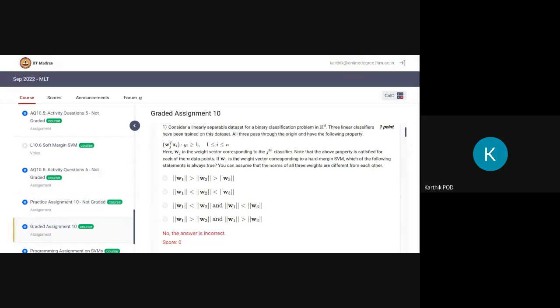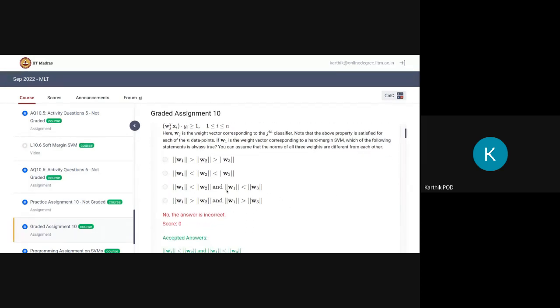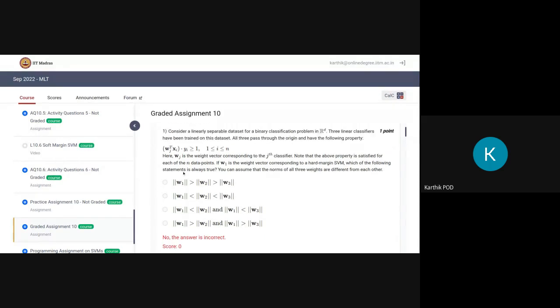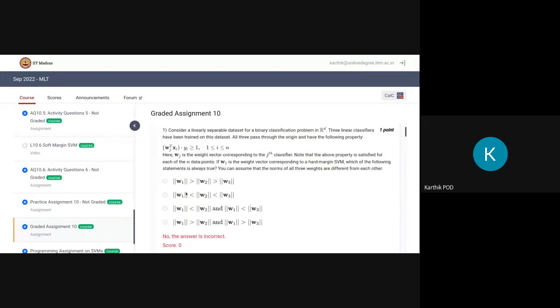I hear the answer somewhere. Sequence? No. You have to think about it, right? So just think about it a bit, but if you still don't get the answer, let me know, we'll discuss it. Okay, but just the hint is you are trying to minimize norm W square by 2. So the SVM will naturally have the smallest norm, right? The classifier returned by SVM should have the smallest norm among these three.